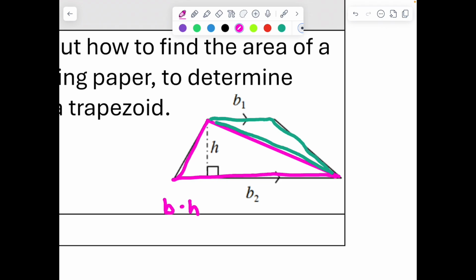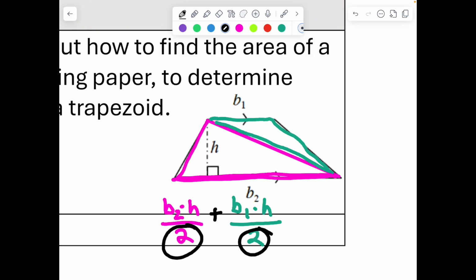We know that the area of a triangle is base times height divided by 2. Right, so the pink triangle, this is base 2. So that's going to be base 2 times this height divided by 2. And then the green triangle, the base is base 1. The height for this triangle is also the same height for the pink triangle, so times the height divided by 2. And because those 2 triangles added up together made our trapezoid, that could be our formula.